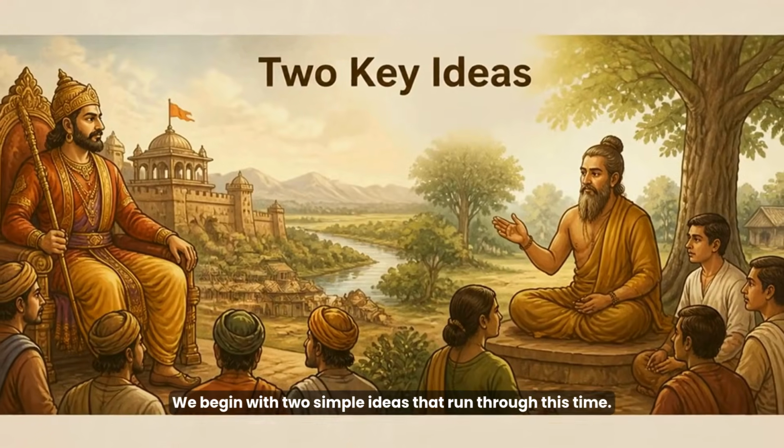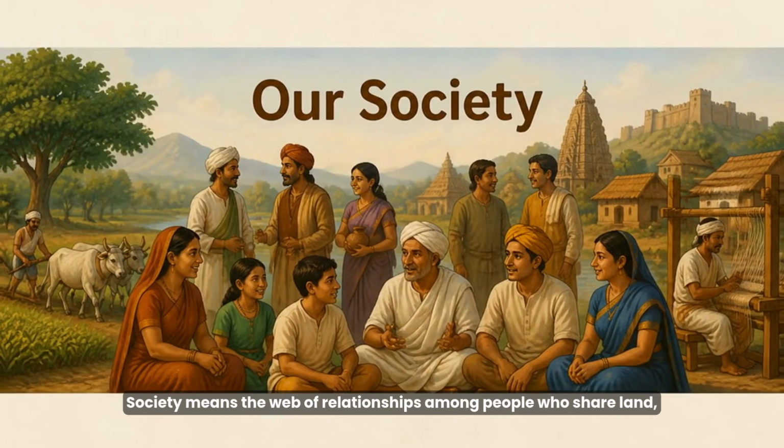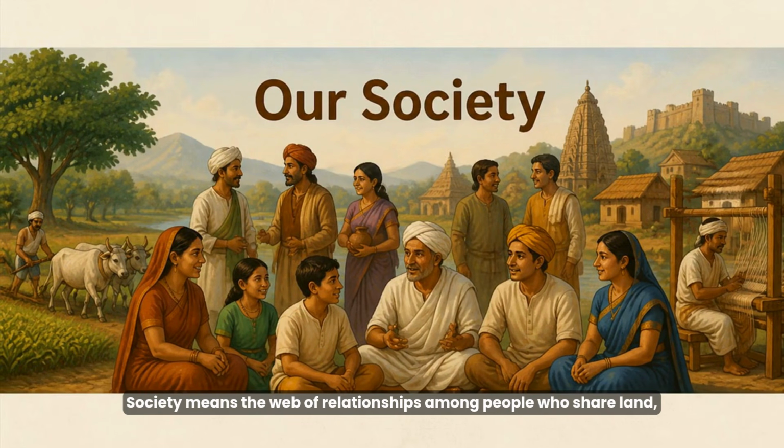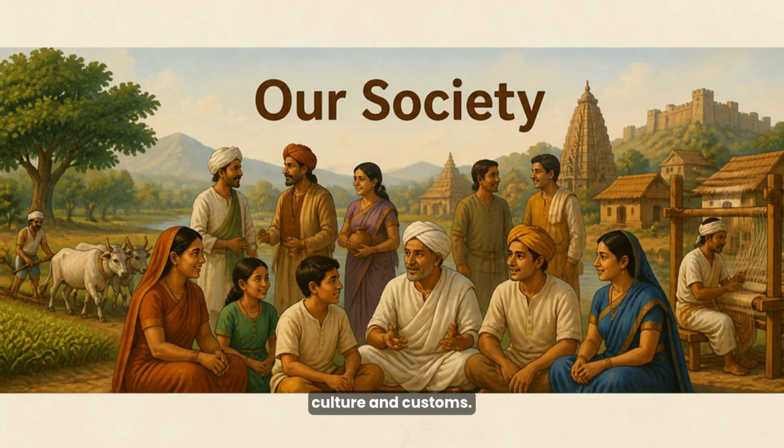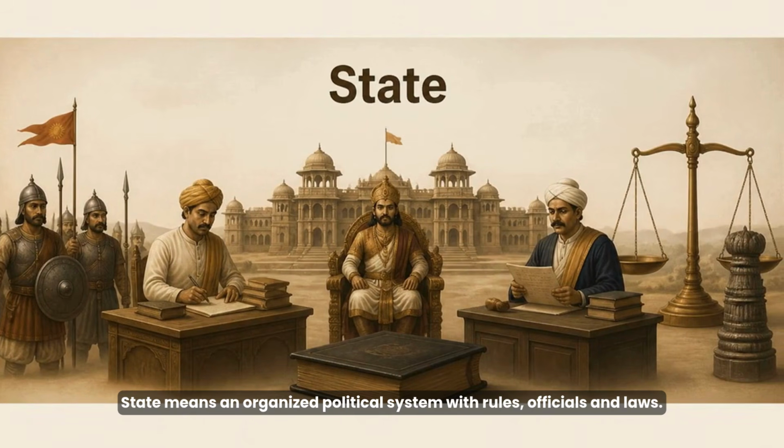We begin with two simple ideas that run through this time: a ruler for the whole land, and dharma, which means duty and right conduct. Society means the web of relationships among people who share land, culture, and customs. State means an organized political system with rules, officials, and laws.